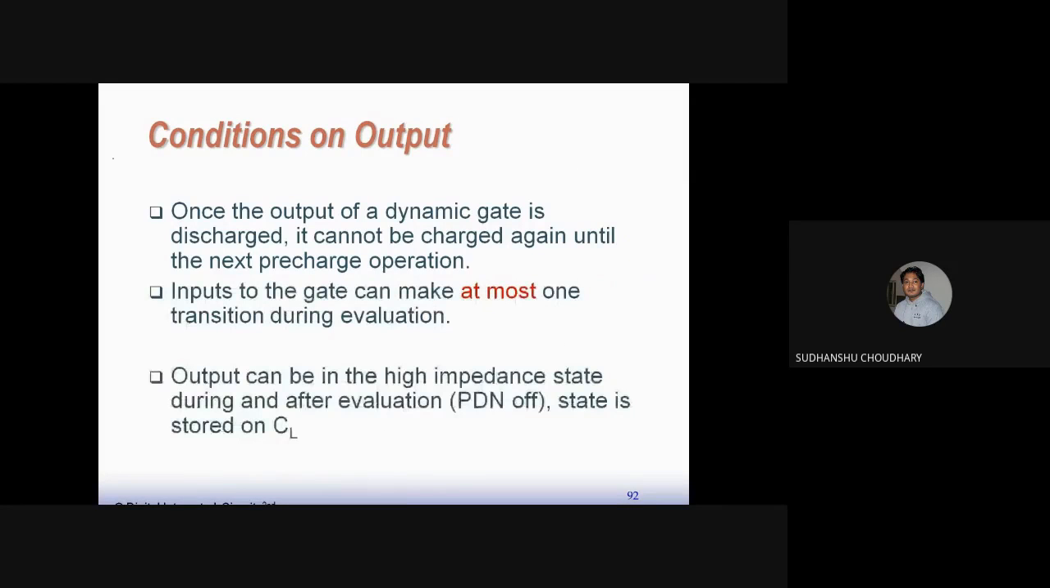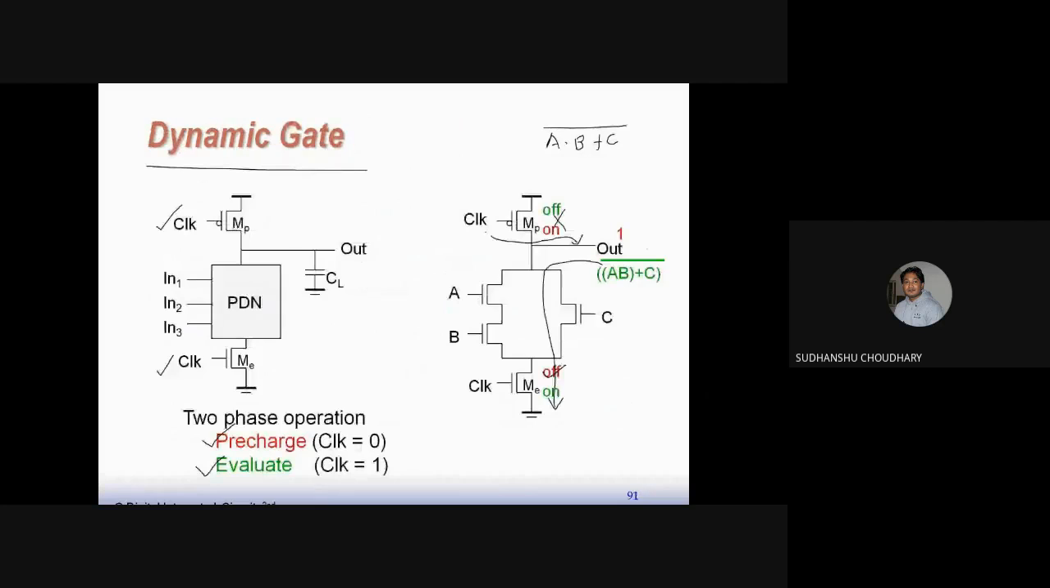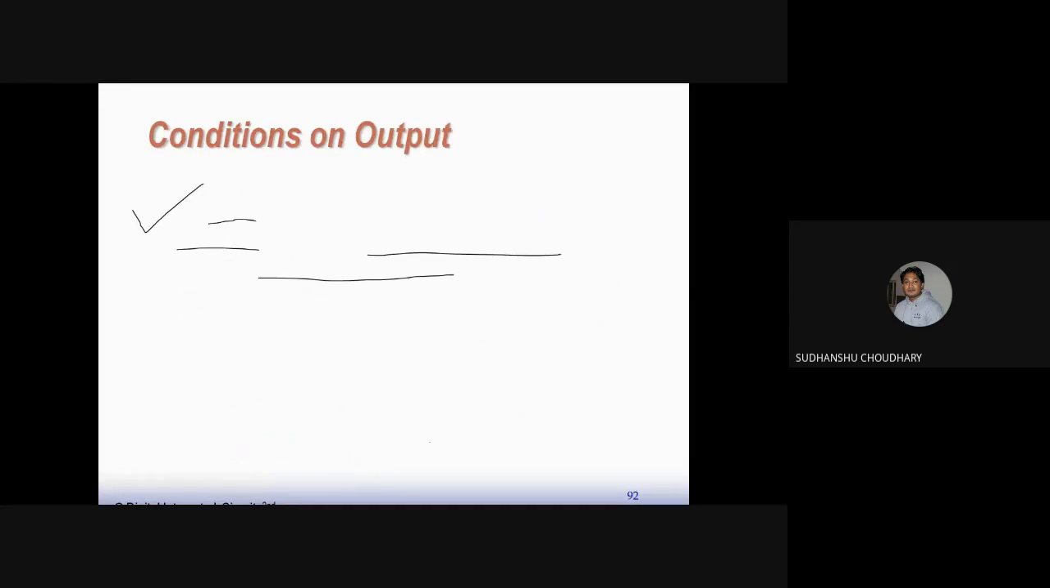Now, in a dynamic gate, there are a few conditions. Condition number one is that once the output of the dynamic gate is discharged, it cannot be charged again until the next pre-charge operation. This is very important. That is, once the output node is evaluated, that is, discharged, it cannot be charged again until another pre-charge phase or pre-charge cycle.